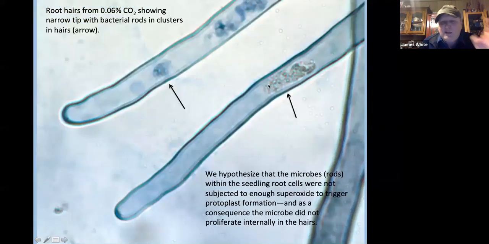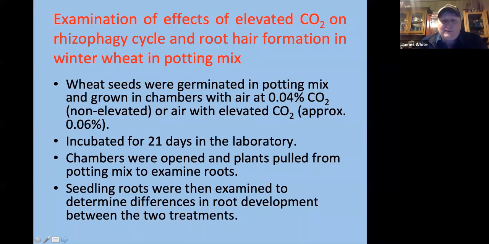Okay, this is a close-up now of the high elevated carbon dioxide, and you can see these hairs again. There's no microbes out there, but there is, and you can see here where the arrows are, these little blue things, those are rods. What happened is because we inhibited superoxide, those bacteria never lost their cell walls. They kept their cell walls and they kept their rod shapes. And they're in these little clusters now in there, and they're not circulating. So they're not being replicated. At least that's how we interpret what we're seeing here. We've seen it in many experiments, a similar effect. The CO2 is inhibiting the rhizophagy cycle by inhibiting superoxide formation.